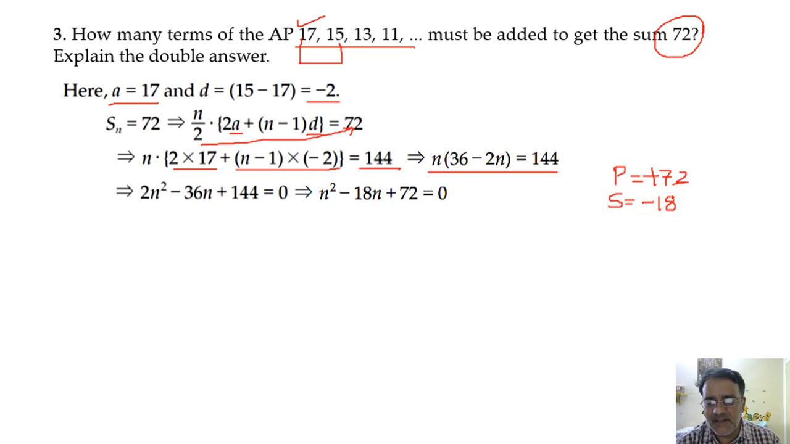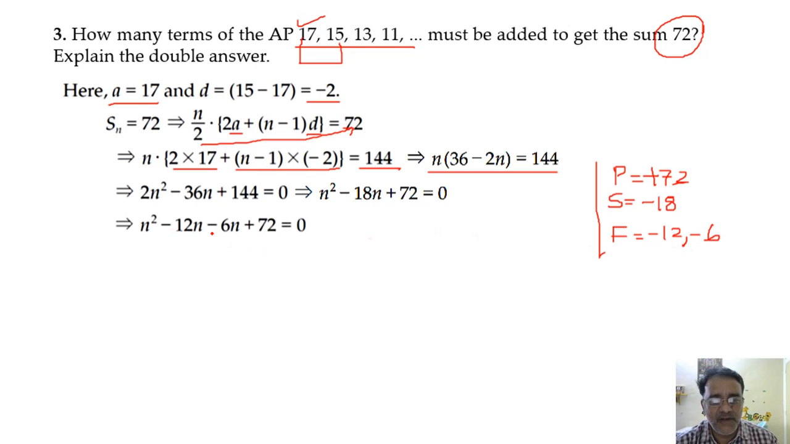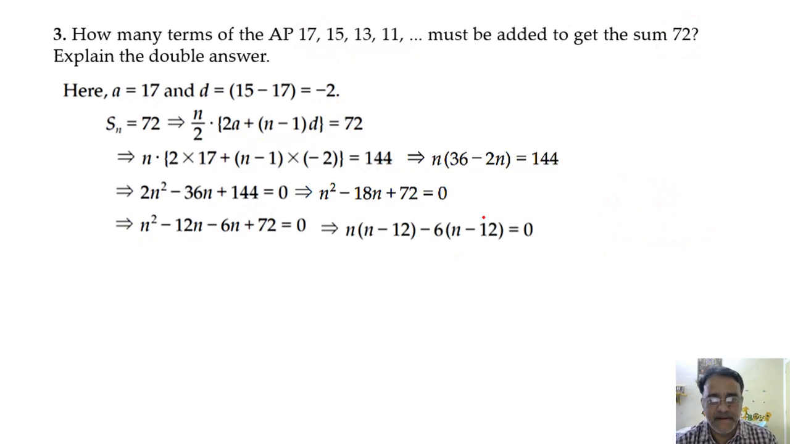The product is plus 72, so we need two factors of 72 whose total is 18. 12 and 6. Right, very good. Both 12 and 6 must have the same sign, so we use the sign of the sum. This is the splitting of the middle term: minus 12 minus 6. So the final factors are n minus 12 into n minus 6 is equal to 0.